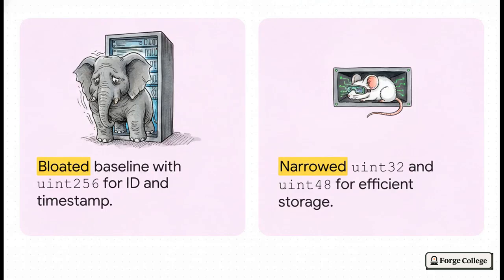Over on the left, we've got our bloated baseline code, massive uint256 fields for an ID and a timestamp. On the right, look at that! We've converted them into a snug uint32 for our ID. And by the way, that can still count up to over 4 billion, so we're safe there. Plus a uint48 for our timestamp, which totally covers realistic date ranges way into the future. They easily fit the ranges we need while saving absolutely precious space in our storage slots.